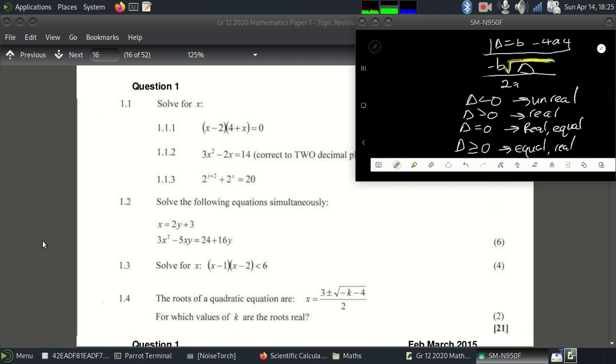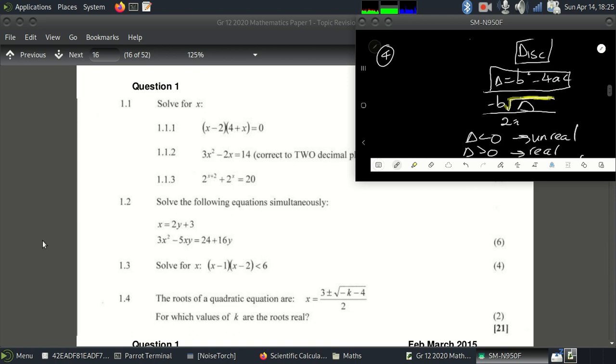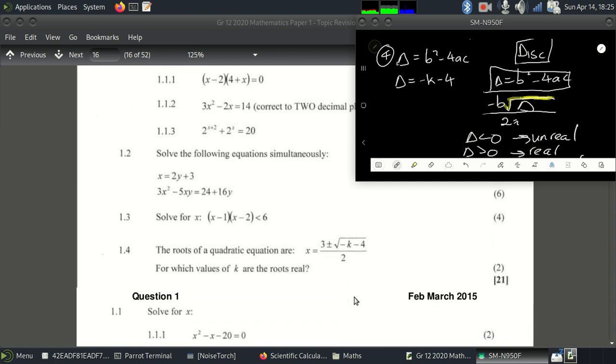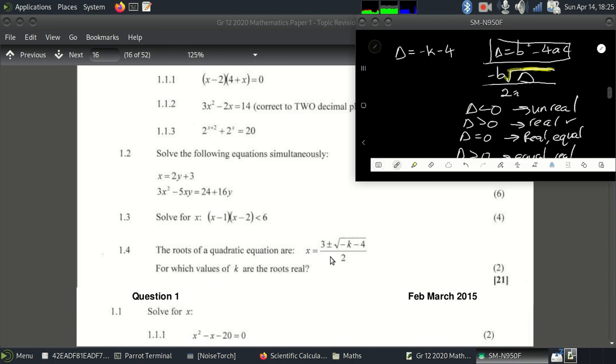So in context, when we're looking at this question on number 4, what we're basically looking for is the discriminant. And the discriminant, as we said, is going to be b squared minus 4ac, or basically the whole thing under the square root. In this question, the discriminant is basically minus k minus 4. That's what's under the square root. So this is what we're going to work with. We need to put it in an inequality. How do we get roots that are real? Well, it must be greater than 0.